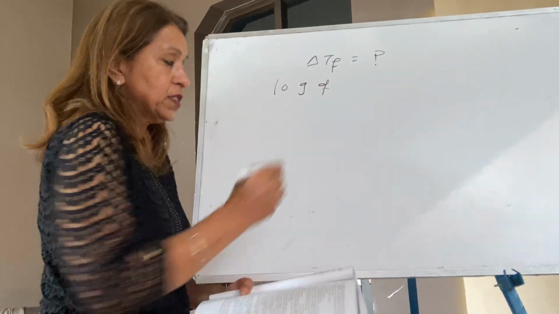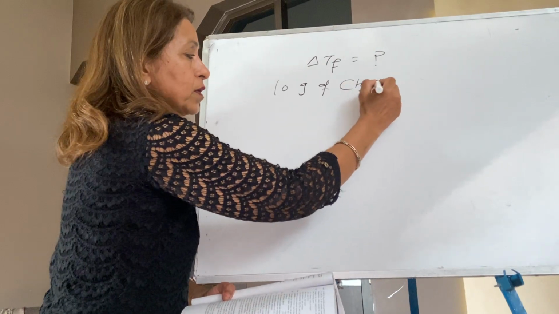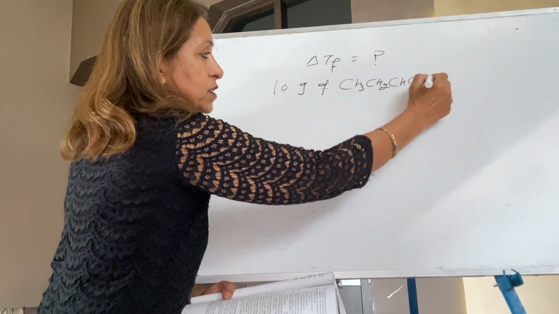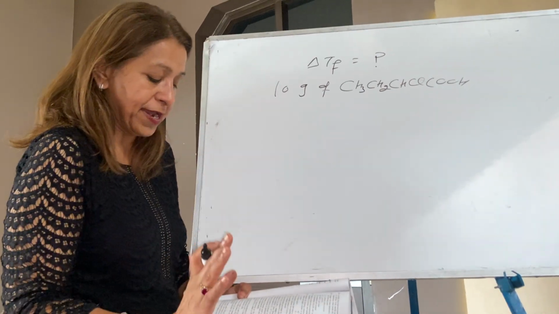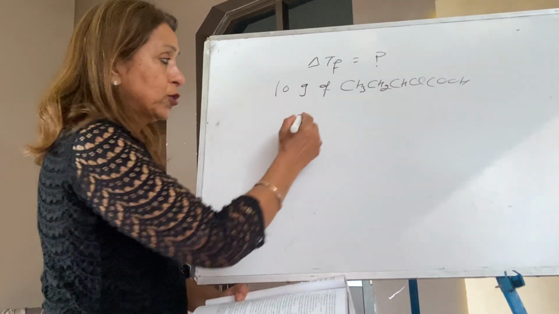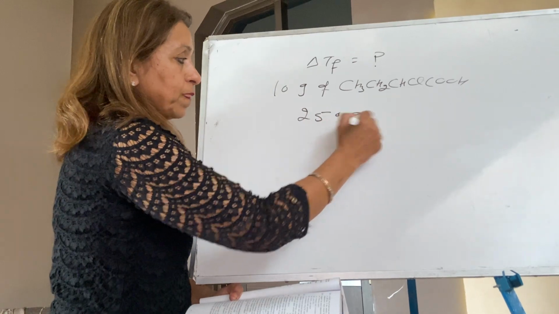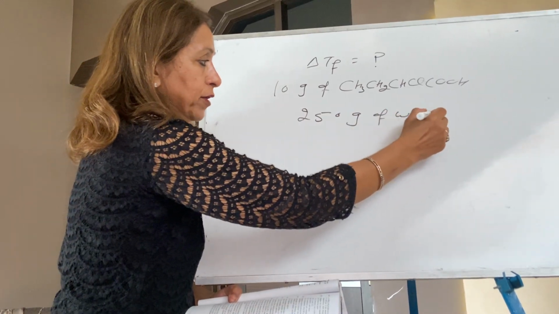The name is CH3CH2CHCl... This is the name. This is the formula given. This is your acid, but it is organic. Remember, organic. It is added to 250 gram water, right?